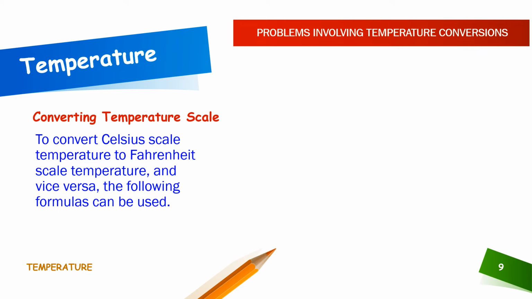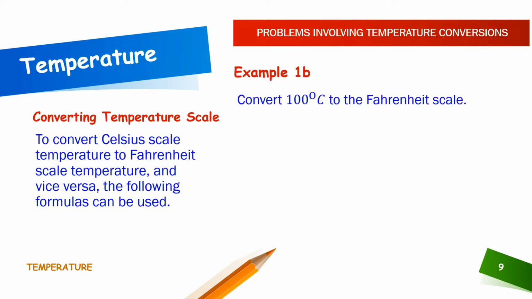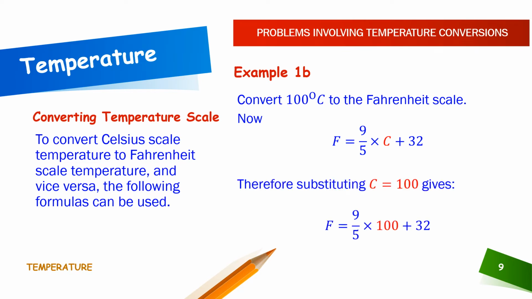Now let's take a look at another example. We are required to convert 100 degrees C to the Fahrenheit scale. Pause the video and have a go. Press play when you're ready to view the solutions. Now Fahrenheit, or F, equals 9/5 times C plus 32. So we simply plug in C equals 100 into this formula, as shown, to give us that F equals 212 degrees Fahrenheit.